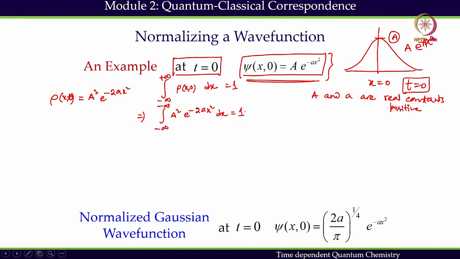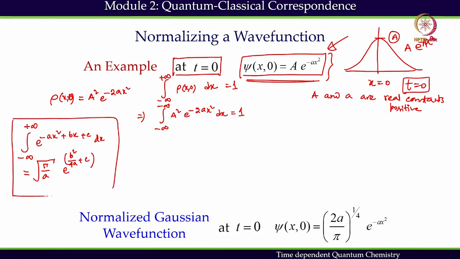Now, this is a standard Gaussian integration. On many occasions we will be using this standard integral of e^(-a x^2). Part of the reason why we will often begin with a Gaussian function is that it is much easier to deal with analytically. Analytical integrations are available for Gaussian functions, and that is why we start with it, so that we can understand the basic idea and then move forward to more complicated functions as well. This is the standard Gaussian integral which we will be using many times in this course: the integral of e^(-a x^2 + b x + c) dx is the square root of pi by a times e to the power b^2 by 4a plus c. We can use this, and we do not need to derive it.